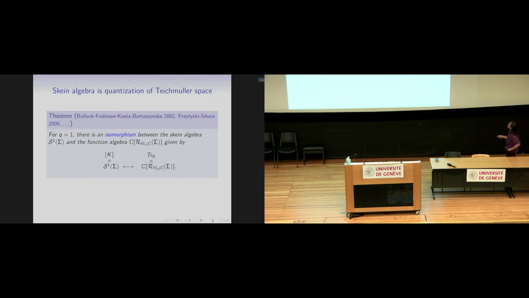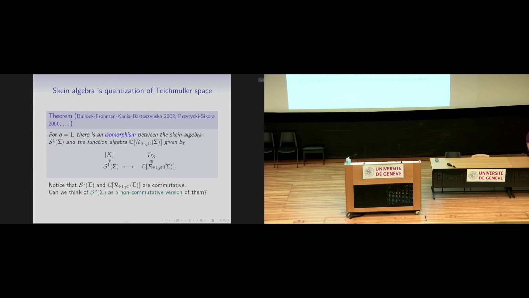And there's a theorem by very many various people. I'm not going to list them all, but if Q equals 1, there's an isomorphism between the Skein algebra and the algebra of functions. Literally, it's just saying if you have a curve in the Skein algebra and you set K equal to 1 so that it's commutative, then you can identify it in a one-to-one way with the trace functions on the SL2C character variety.